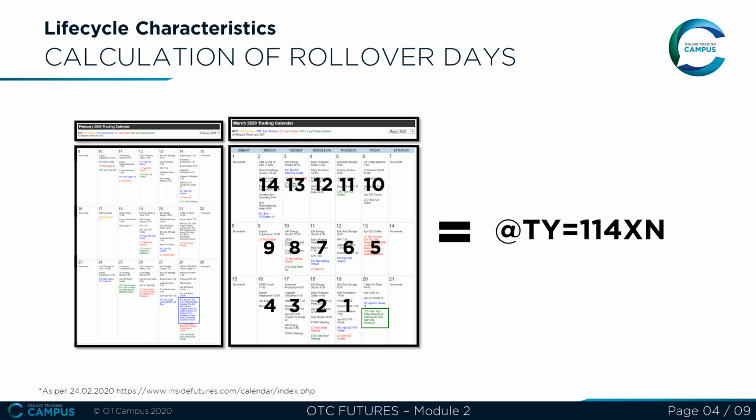expiration. On your TradeStation chart or radar screen, you can enter the symbol at TY equals 114XN. As I mentioned earlier, each futures contract will roll over at different times before each expiration. It is a good idea to go through the markets you will be trading and create a list of these expiration dates so you can create charts that more closely represent the contract month with the most volume. We will do this together in the practical application session after this module, so you know how to do this in the future by yourself.